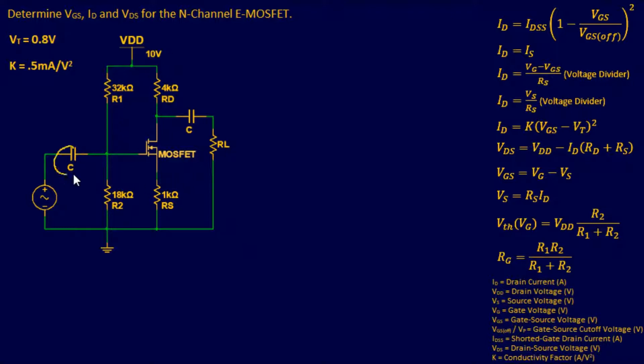So let's get rid of our capacitors and our AC voltage sources, as well as anything connected to those capacitors. We're getting rid of that guy. Now we want to determine our gate source voltage. So we want to know this guy right here and this guy.